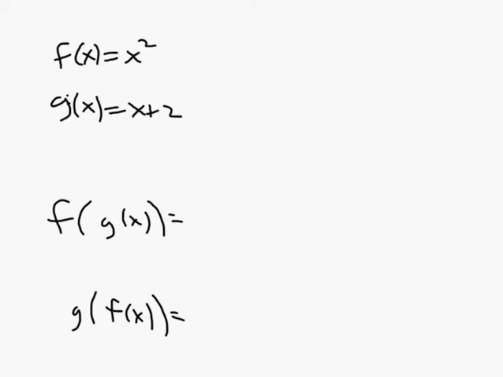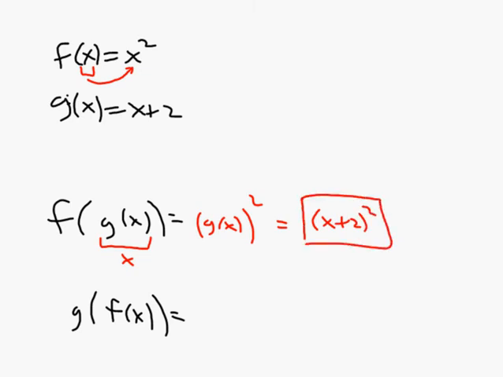Here's the original function, f of x, which says whatever x is, we're just going to square it. So when I see f of g of x, what we're saying is g of x is taking the place of where x used to be. And what does f do to something? Well, f just squares whatever you give it, right? So this is going to be g of x squared. But g of x is just x plus 2, so this is really x plus 2 squared. So that's called the function composition.